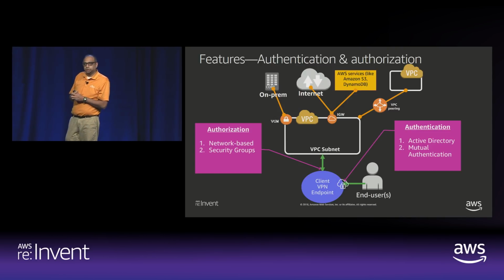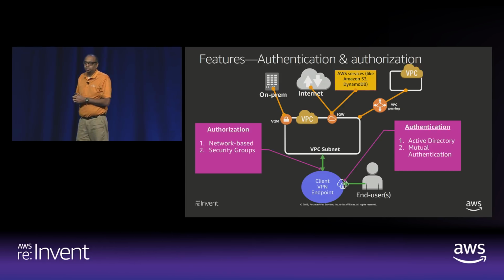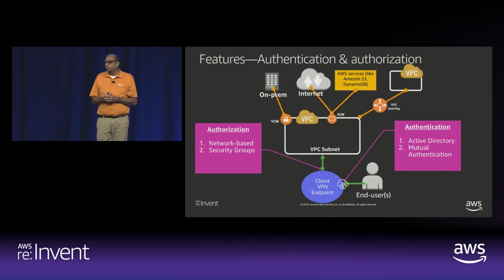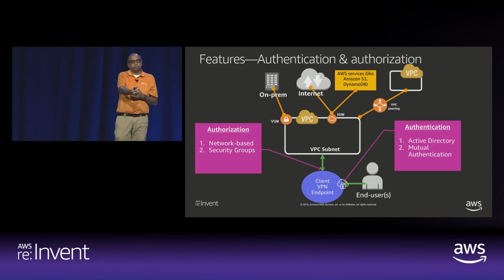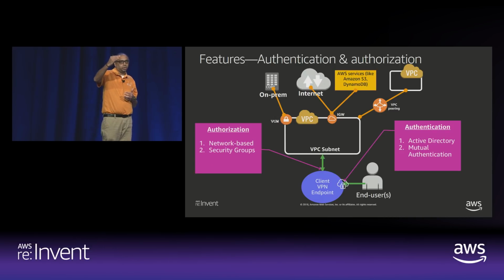The second type of authorization is security groups, because you're dealing with VPCs. Most of you probably have a security group configured. Right? So we will automatically integrate with security groups. And the security group that we would be applying is for that association between your client VPN endpoint and that VPC. Right at that link is where we're going to apply a security group.